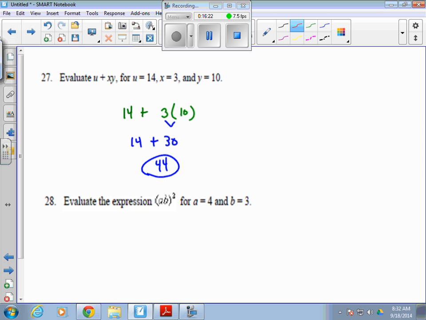Evaluate a times b squared when a is 4 and b is 3. A's value is 4 times b's value is 3. Do the inside parentheses first. 4 times 3 is 12. 12 squared means 12 times itself, not times 2, so it's 144.